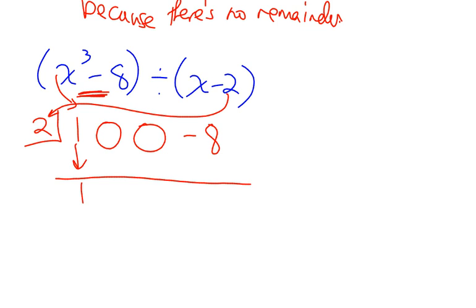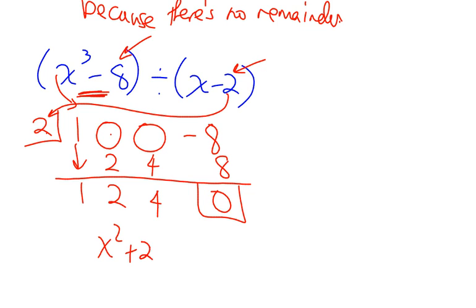Bring down the 1, I get 1 times 2 is 2. 0 plus 2 is 2. 2 times 2 is 4. 4 plus 0 is 4. 4 times 2 is 8. And -8 plus 8 is 0. Oh, washing machine. What does that mean? Hey, x minus 2 is a factor of x cubed minus 8. What's my actual quotient? It's x squared plus 2x plus 4. And look how fast that is rather than doing that long division.